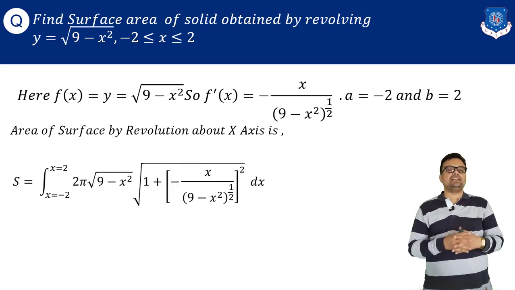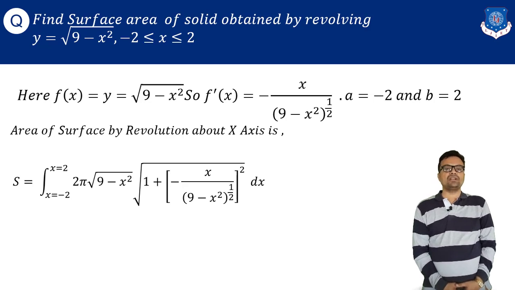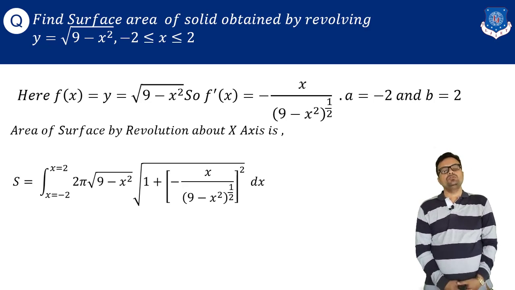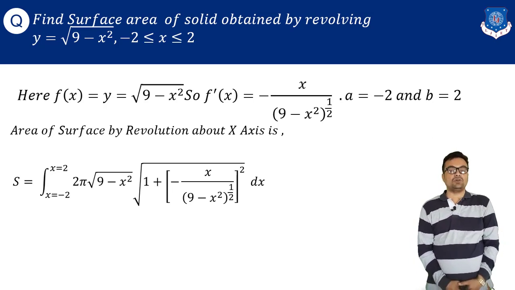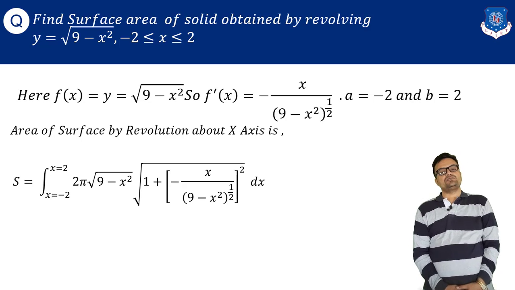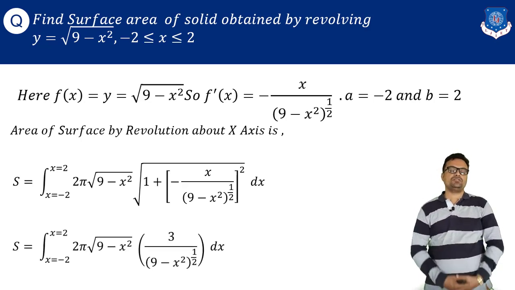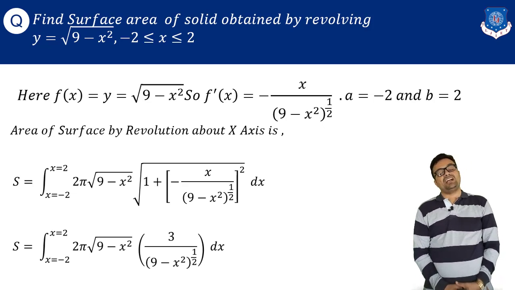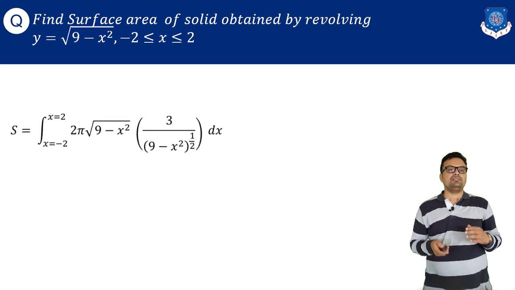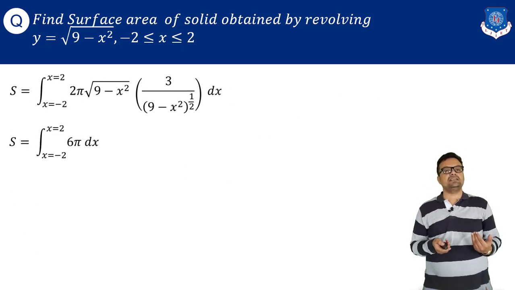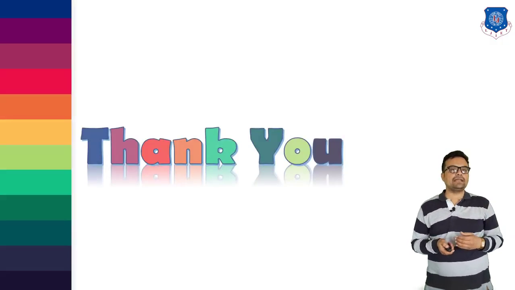The formula is something like this: 2 pi y, which is nothing but root of 9 minus x square, into root of 1 plus f dash, which is nothing but dy by dx, so it is minus x upon 9 minus x square raised to 1 by 2 whole square dx. Now simplify the square root first. So it will result into 3 upon 9 minus x square whole raised to 1 by 2. And then ultimately whenever you simplify this, it will result into 6 pi. So my final answer is 24 pi.